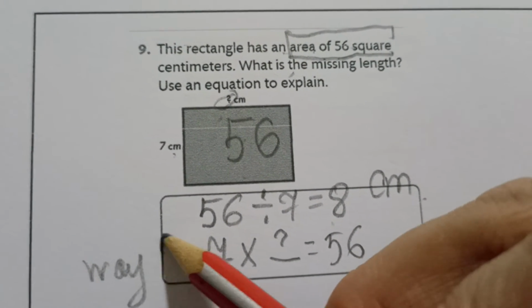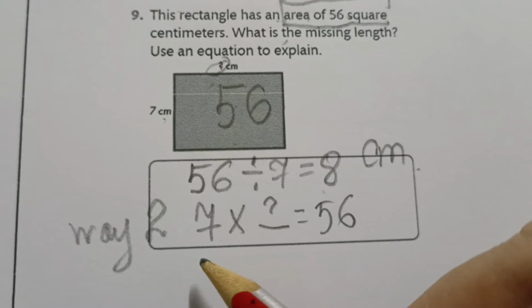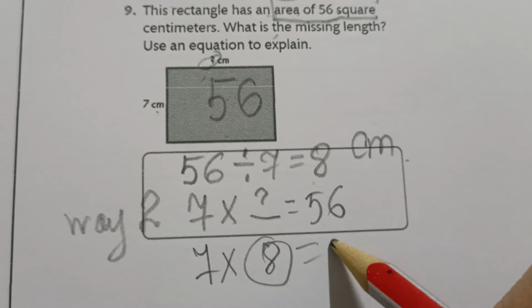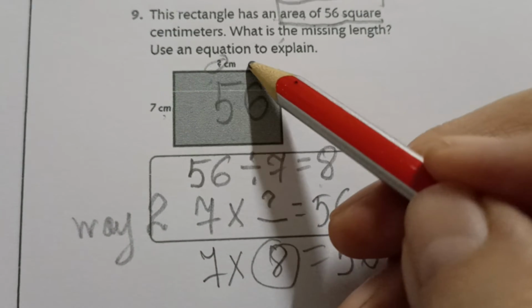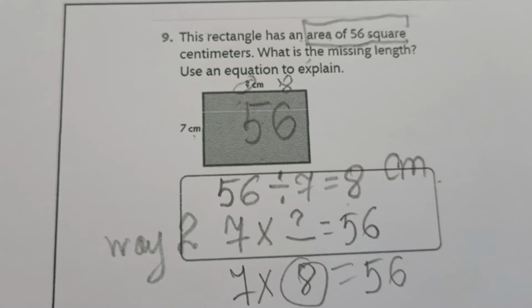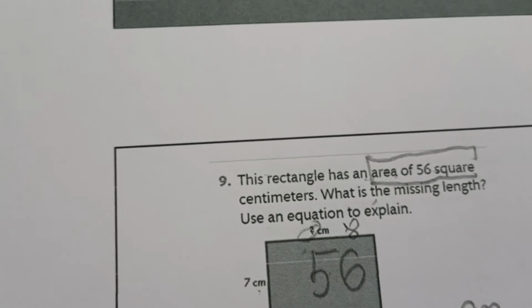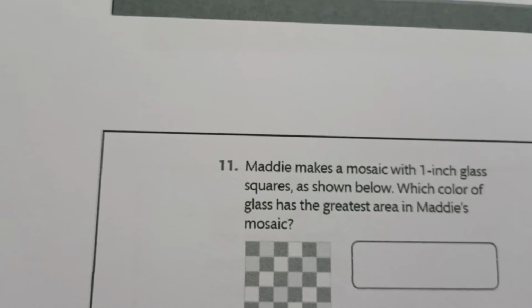You may do like this. It doesn't matter for me which way. And you understand that 7 multiplied by 8 is going to be 56. That's why that side is going to be 8. Okay? This is our solution.